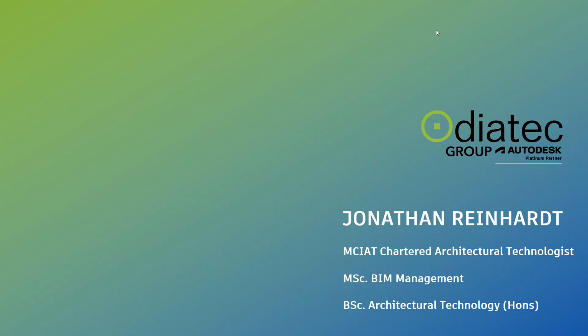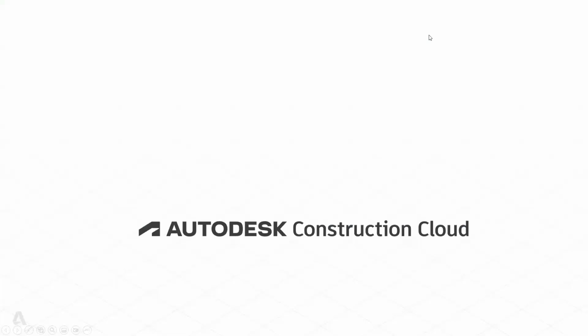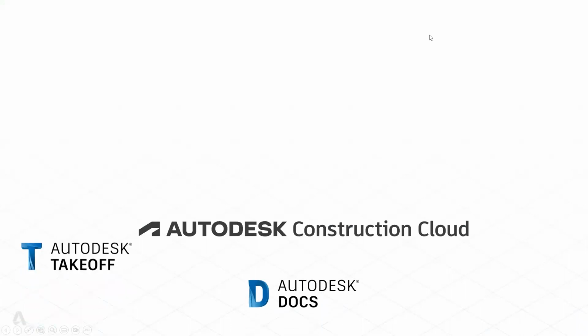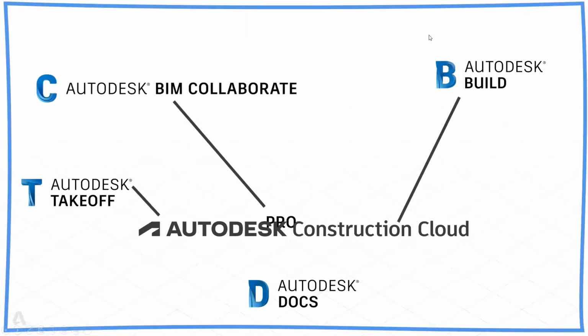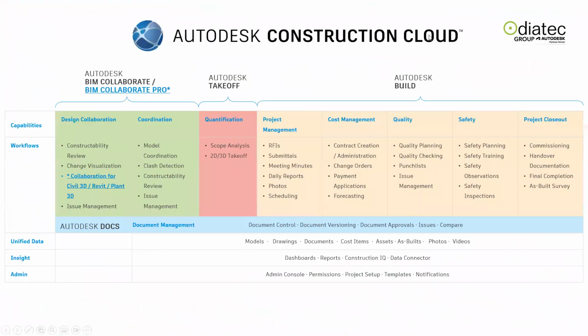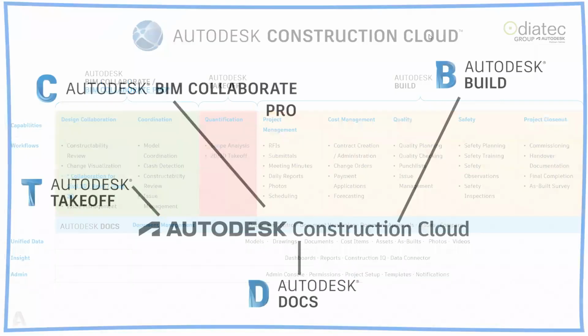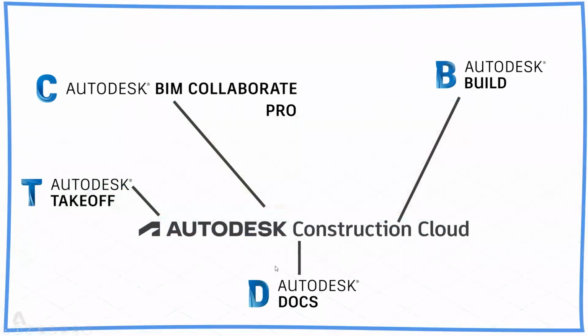Today we're going to look at the reporting functionality inside Autodesk Construction Cloud. As some of you may know already, Autodesk Construction Cloud is made up of a couple of different products: Autodesk Docs, Autodesk Takeoff, Autodesk Build, and BIM Collaborate Pro, and all of that makes up Autodesk Construction Cloud. If you have an AEC collection, you more than likely have Autodesk Docs. You actually do have Autodesk Docs if you have an AEC collection, just to make you aware.